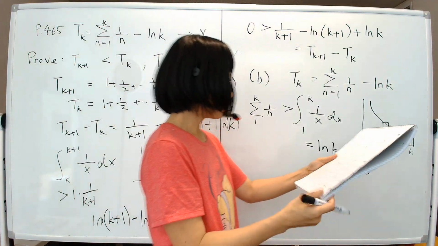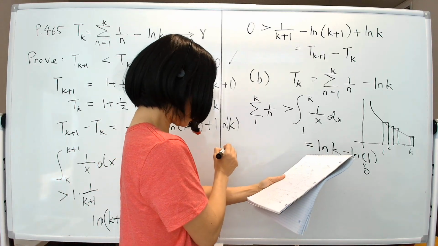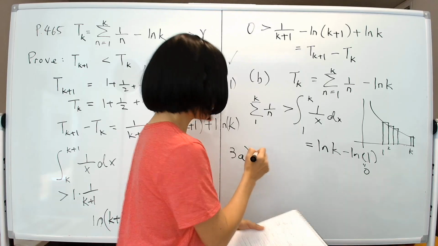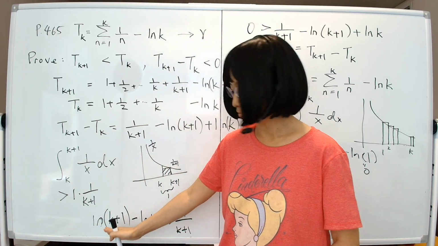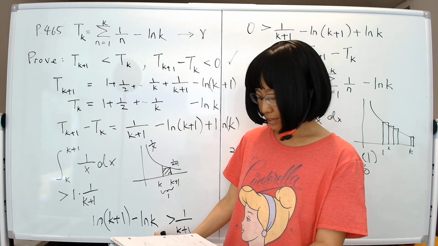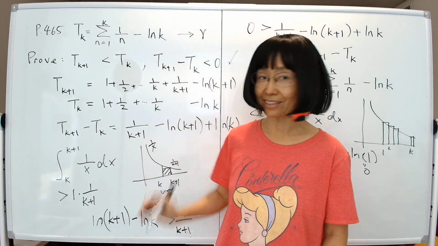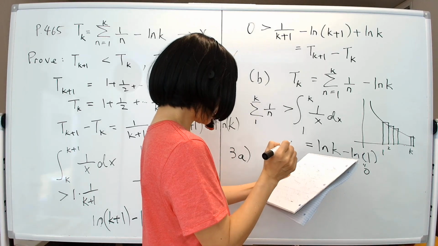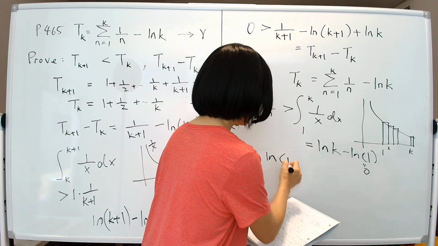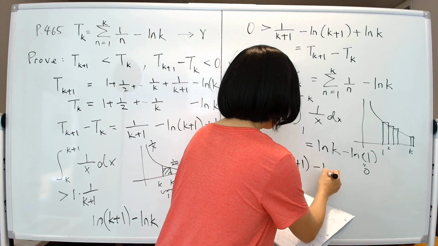Next, let's do part 3A. The next step is we have to prove something similar to this. We have to prove that natural log of k plus 1 minus natural log of k is smaller than 1 over k, so we'll prove it similarly to this. So we are trying to show the natural log of k plus 1 minus natural log of k.